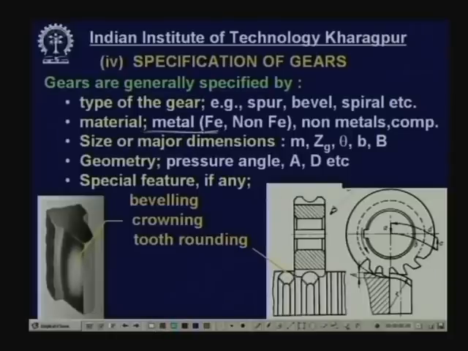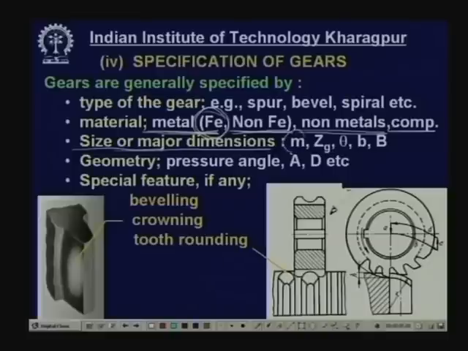Metal means two kinds, ferrous, iron base, and non-iron base. Iron base can be cast iron, grey cast iron, or steel; both are possible. Non-ferrous, say aluminium alloys, are a little softer, with zinc, magnesium, copper and so on. It can be brass or bronze. Steel gears are very strong, then cast iron gears, then non-ferrous gears. Gears can also be non-metallic, like plastics, thermosetting or thermoplastic type. It can also be composite, where ceramics or metal powder are mixed with polymer to make gears. Then comes the size or major dimensions of the gears.